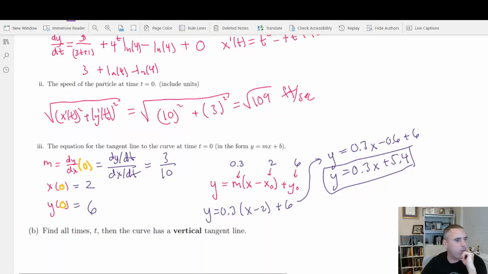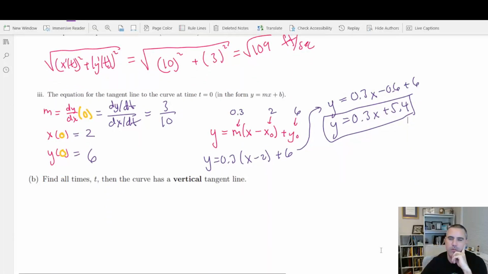Yep, I wrote it as 3/10 and 27/5. Find all times at which the curve has a vertical tangent line. So a vertical tangent line would be basically when the slope becomes infinite, when the slope is undefined. In order for that to happen, the denominator is going to be 0.